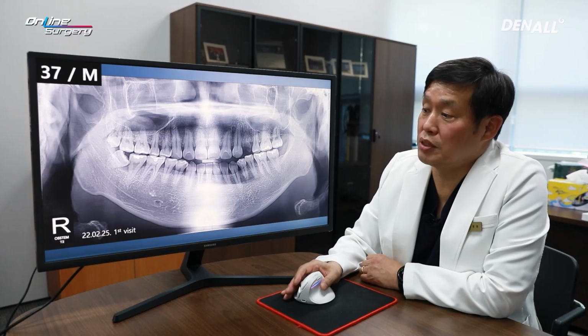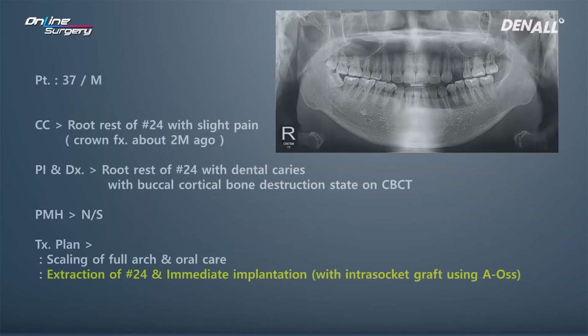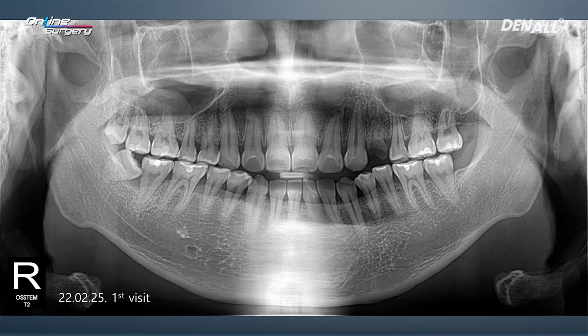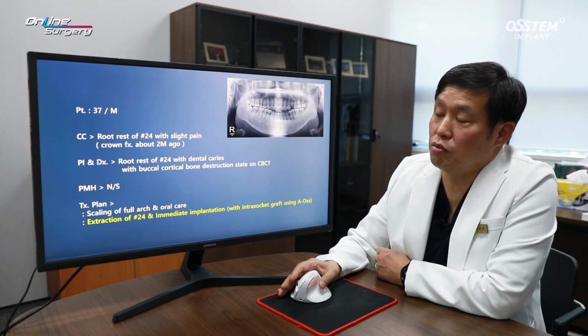This is the initial visit panoramic image of the patient. The patient is a 37-year-old male. In number 24, the tooth was fractured. Root rest was observed. The patient's chief complaint was that after a crown fracture, which occurred 2 months ago, the patient experienced intermittent pain. If you look at the panoramic image in number 24, along with dental caries, there is root caries. I'm going to show you this on the CT, but the buccal cortical bone was severely destroyed.